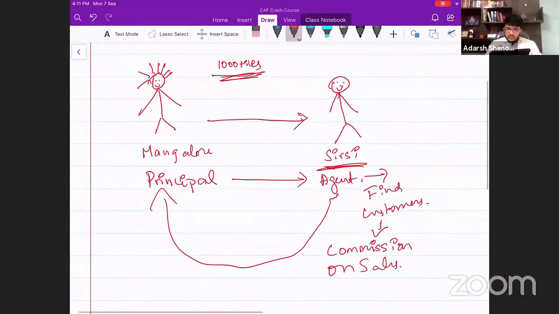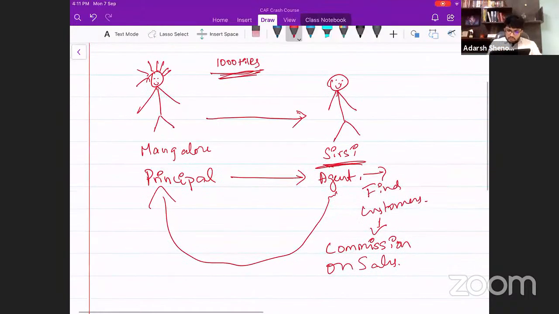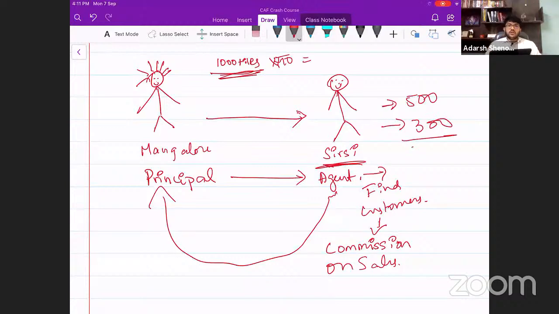For example, let us say 1,000 tiles are being sold at 10 rupees per tile. How much is the total sales revenue? 1,000 tiles into 10 rupees, 10,000 rupees is the total revenue. In that, let us assume his remuneration is 500 towards commission. His commission is 5%. 5% means 500. Then he has incurred some small expenses, which come up to 300 rupees.